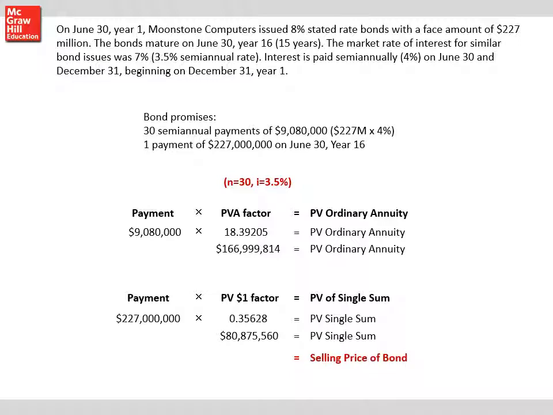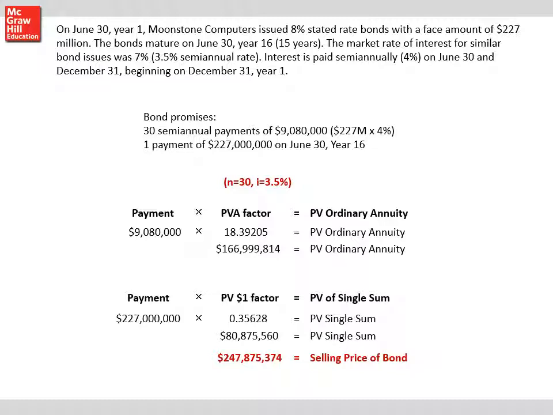So the selling price of the bond, it will be those two added together, the present value of the interest portion of the bond and the present value of the face amount of the bond. So what is a person willing to buy the bond for, and what should the company sell the bond for? $247,875,374. And you can see that is a lot more than $227 million.